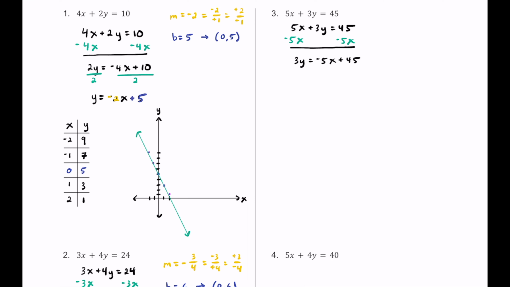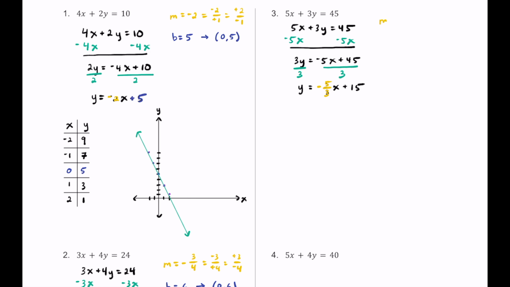And then to get y completely alone, or to have a coefficient of 1, we're going to divide everything by 3. So 3y divided by 3 is just going to be y. And then negative 5 divided by 3 is going to be negative 5/3. And we'll put that as x next to it. And then 45 divided by 3 is going to be 15.